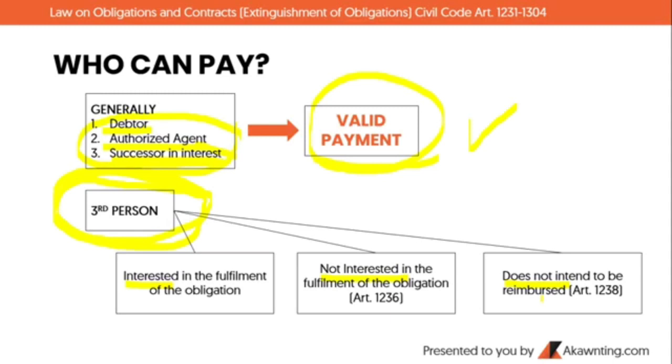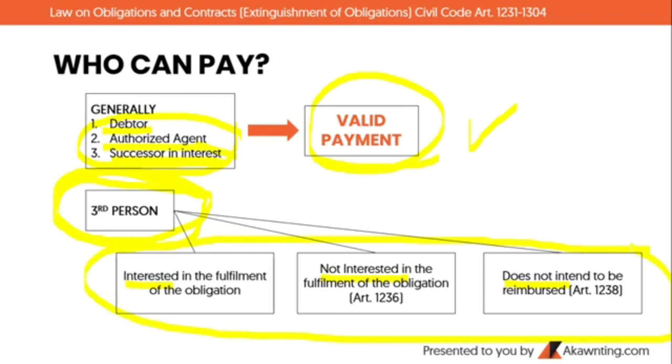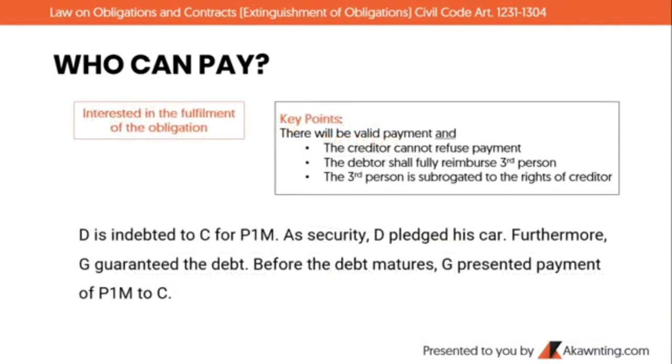Okay, so may mga certain rules itong mga different scenarios na ito at i-illustrate natin siya sa mga upcoming slides. Umpisahan muna natin dun sa first scenario, which is yung third person na nagbayad ay isang interested person in the fulfillment of the obligation. So who can pay? Interested in the fulfillment of the obligation. So what are the key points sa scenario na ito? There will be valid payment.